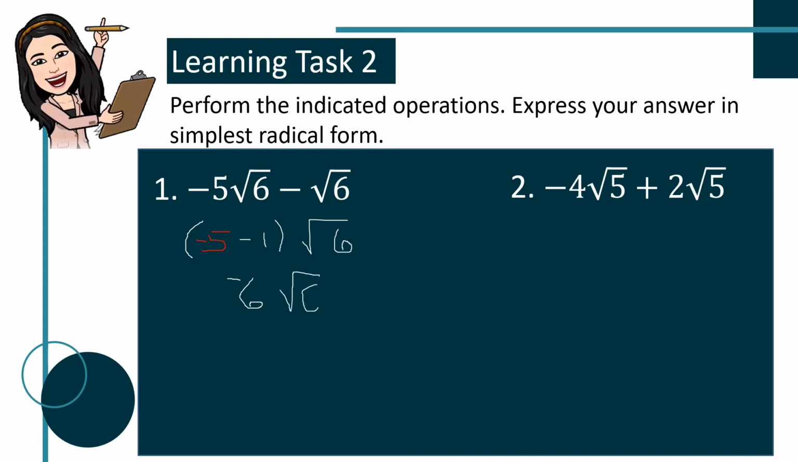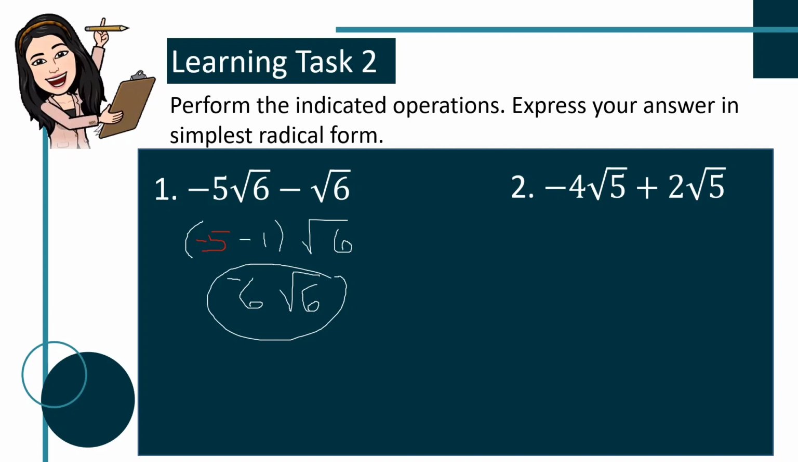Okay? So, yan po yung ating final answer. Kasi, yung square root of 6 pwede pang i-simplify? Hindi na po. Therefore, this is our answer. Negative 6 square root of 6. Now, let us proceed with the number 2. Negative 4 square root of 5 plus 2 square root of 5.